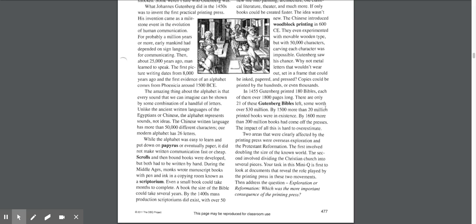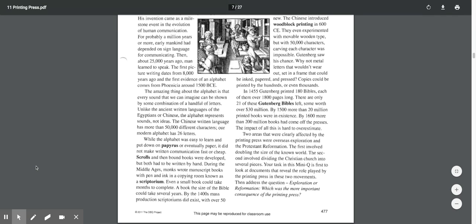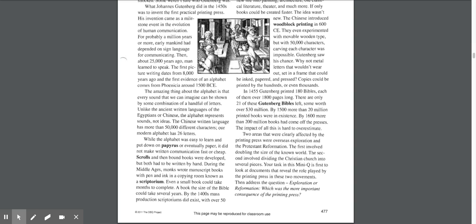Two areas were clearly affected by the printing press. They were overseas exploration and the Protestant Reformation. The first involved doubling the size of the known world. The second involved dividing the Christian church into several pieces. Your task in this mini-Q is first to look at the documents that reveal the role played by the printing press in these two movements. Then address the question: which was the more important consequence of the printing press?